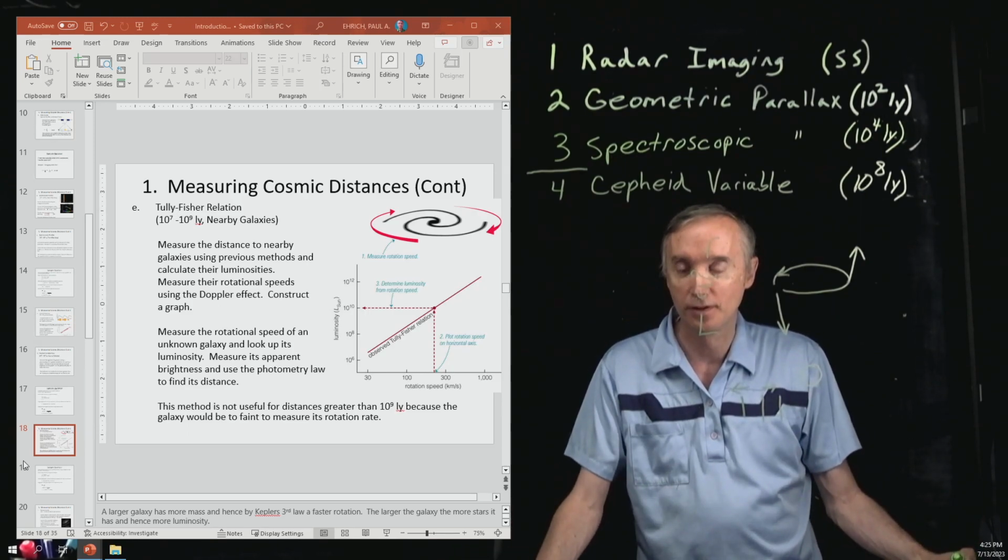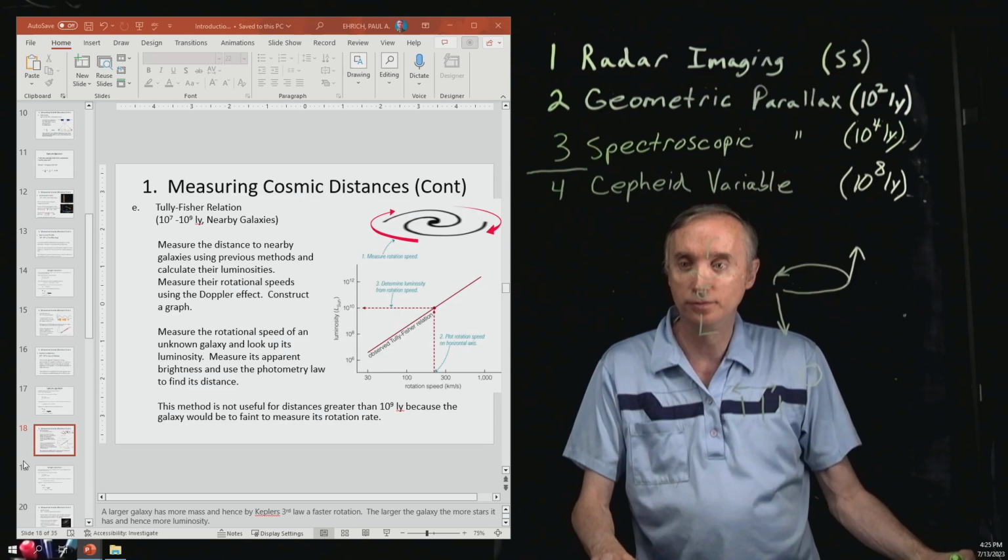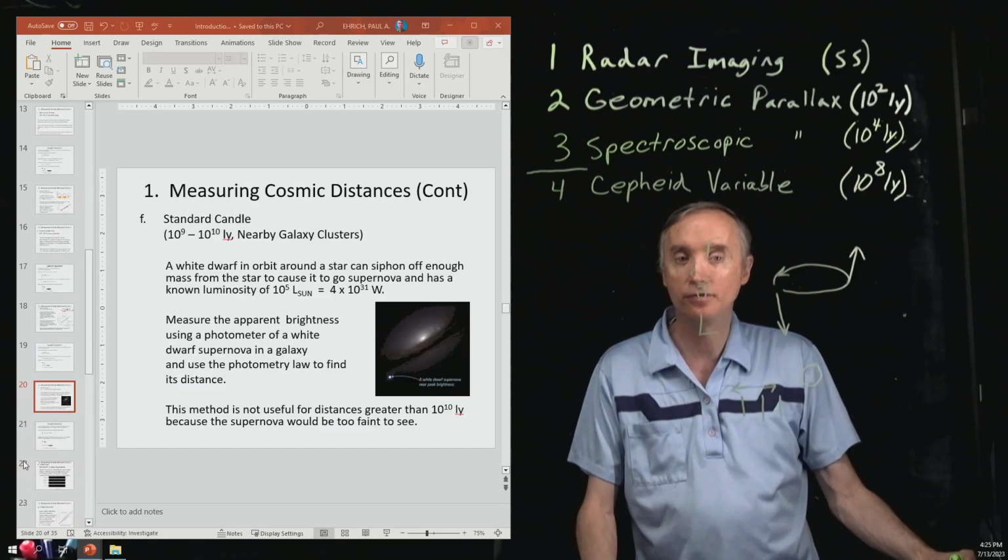So there you go. All right, so now we are going to go out to even further distances by using supernovas.